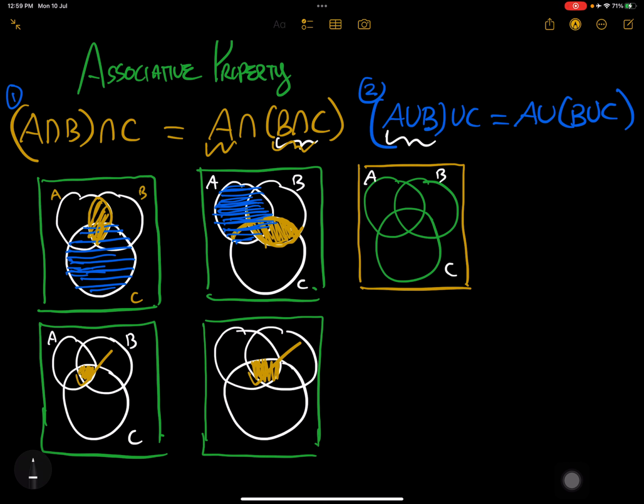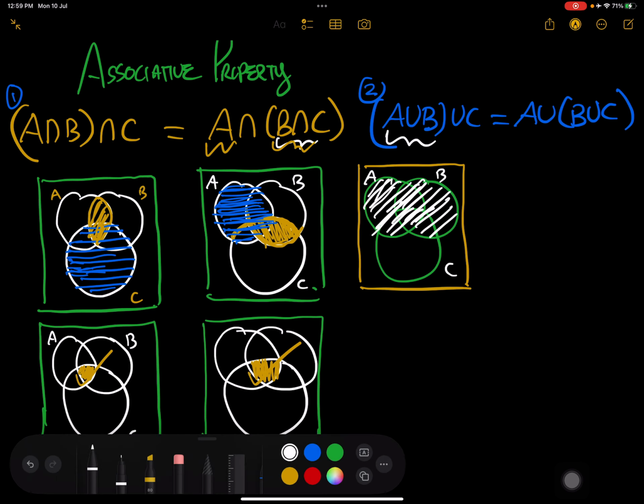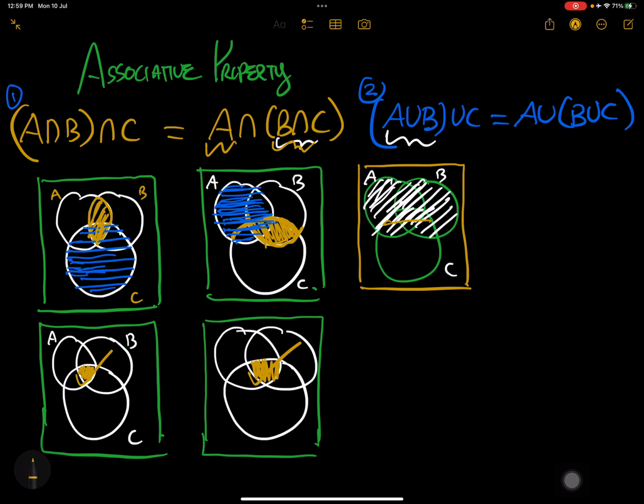Now the first part is A union B. A union B is the whole of this region. The whole white region is A union B. We're shading the whole of A union B, and we want to bring it together with C, to unionize it with C. And to do that means we have to shade the whole of C. So the whole of C is that yellow region.